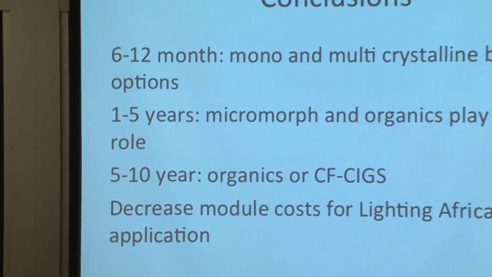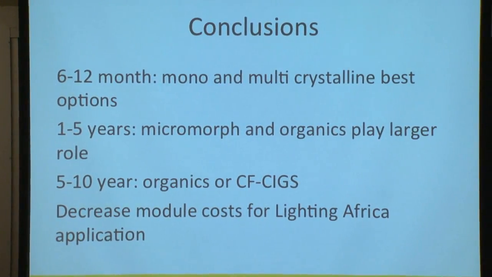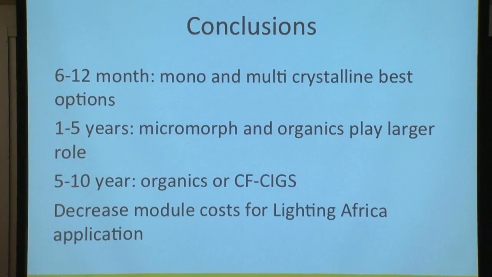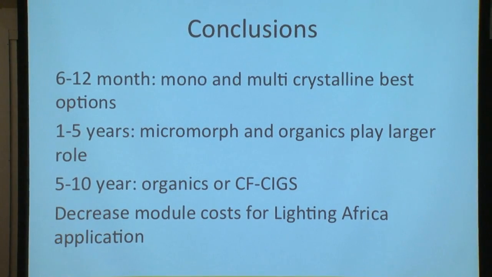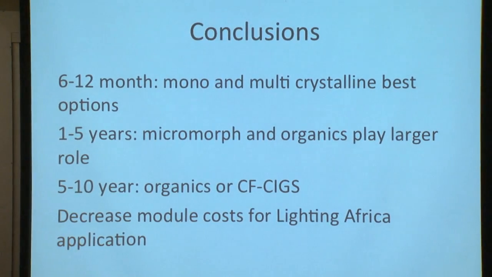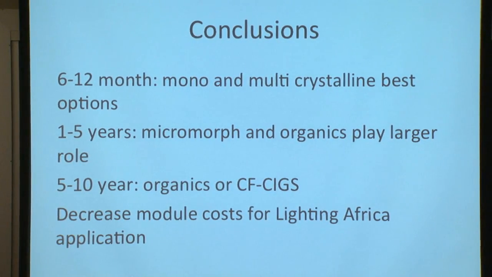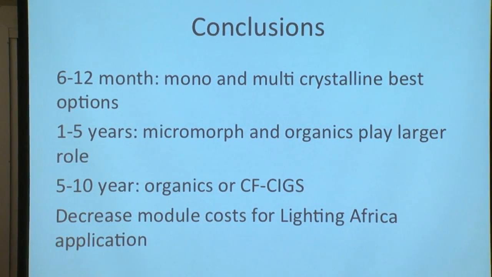The 6 to 12 month mono and multicrystalline are the best options. In the 1 to 5 year period, micromorph and organics will play a larger role. And in the 5 to 10 year, organics and CF6 stand out as very attractive options. So in conclusion, next generation photovoltaic technologies definitely have the capability, especially as alternatives to current crystalline technology, to provide a green and positive difference in the Lighting Africa project.